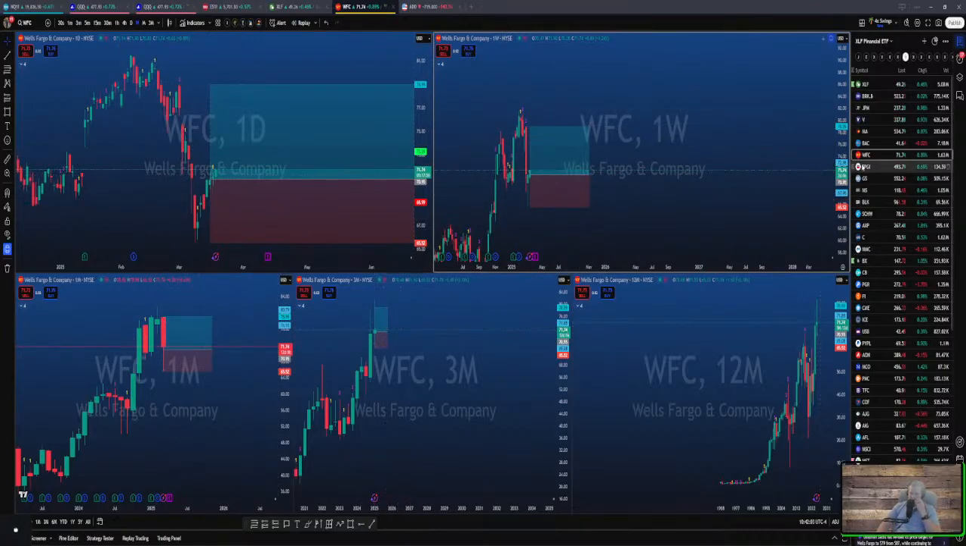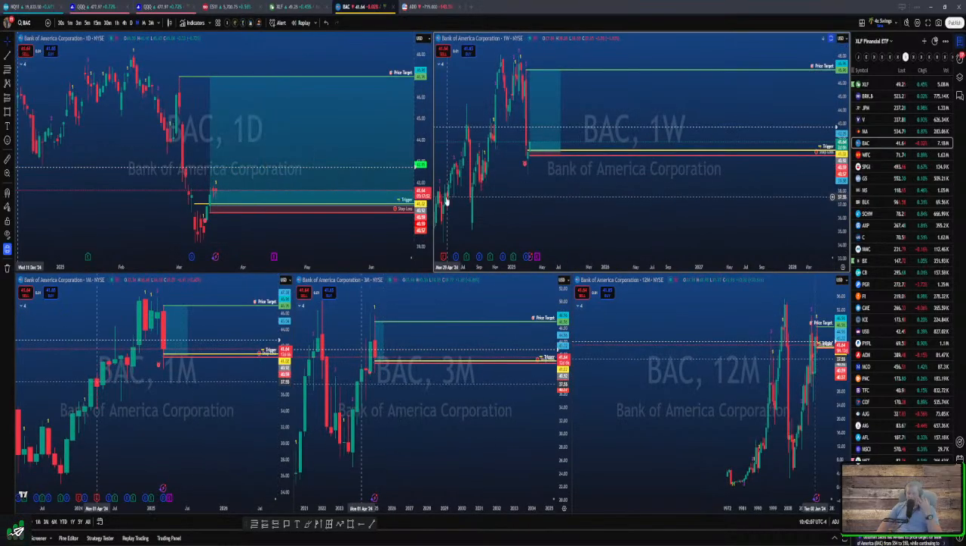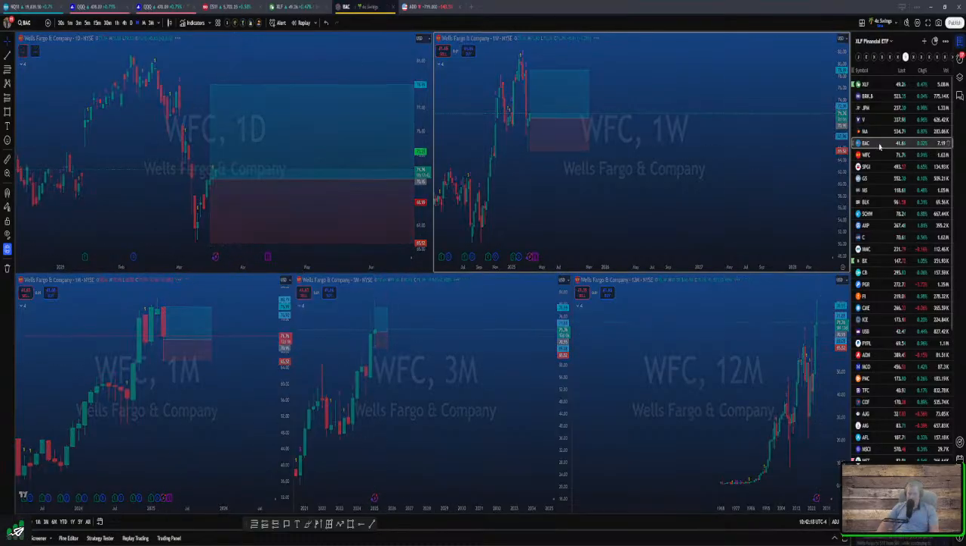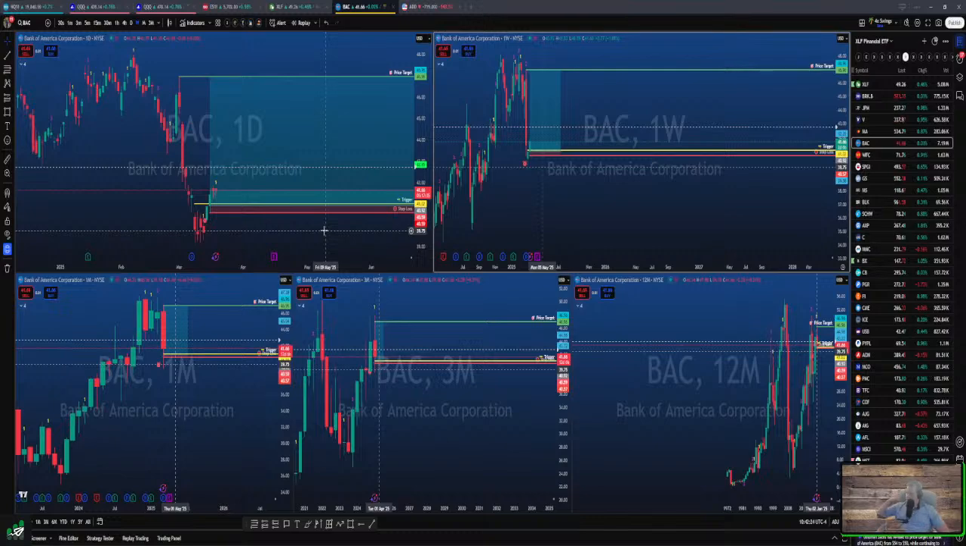So while Bank of America is much riskier, it's because I have a higher risk to reward. Wells Fargo would probably be the safer of the two, I'd say, as you can see right now. I mean, today it's a 2-on-2 up today, while Bank of America is an inside bar.